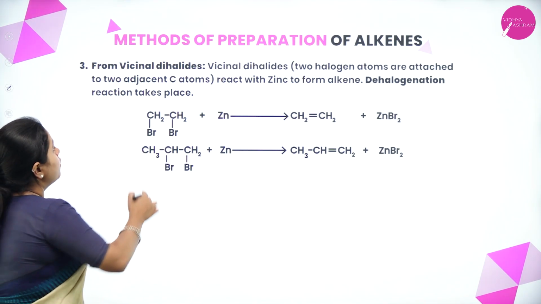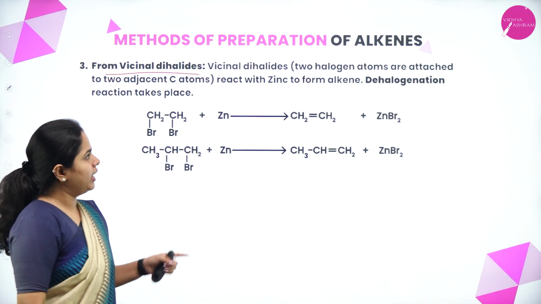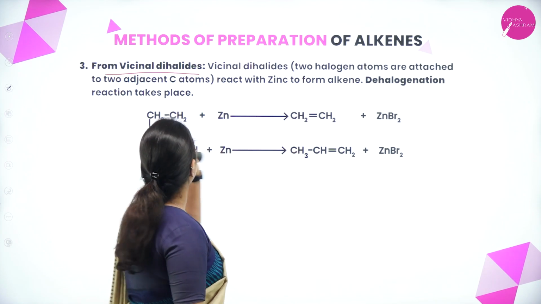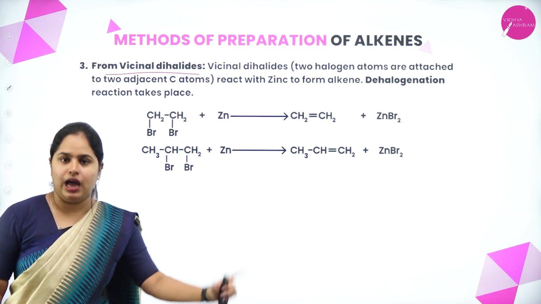Now the next one is from vicinal dihalide. Now what is a vicinal dihalide? Vicinal dihalides mean two halogen atoms are attached to adjacent carbon atoms. Vicinal dihalide.